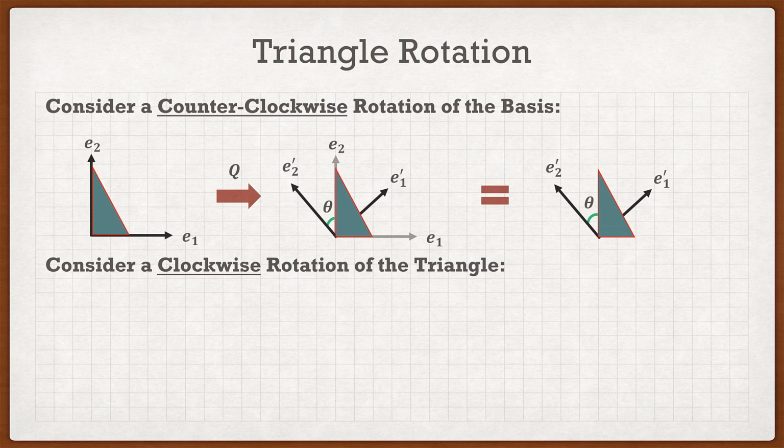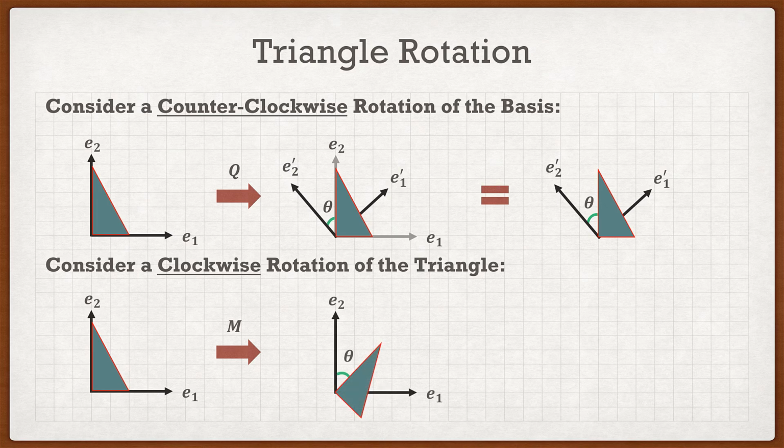So now let's consider something a little bit different. Let's consider a clockwise rotation of the triangle. So remember, above we're doing a counterclockwise, but now let's consider a clockwise rotation of the triangle itself. So again, we start off with the exact same scenario. We have our basis vectors E1 and E2, and we have a triangle. But then we apply a matrix M, and we map the triangle so that the triangle is rotated clockwise. And this is our scenario.